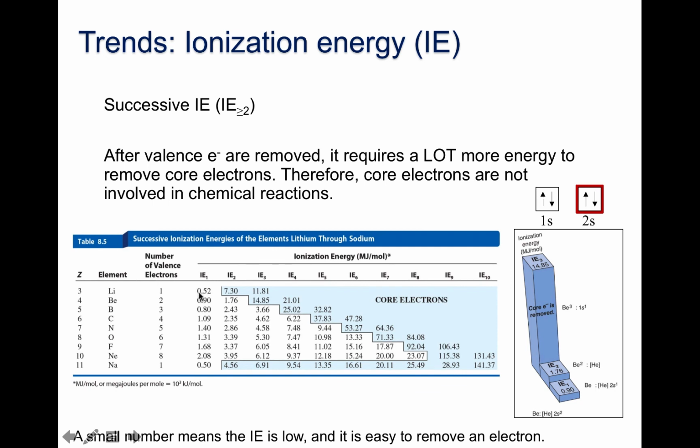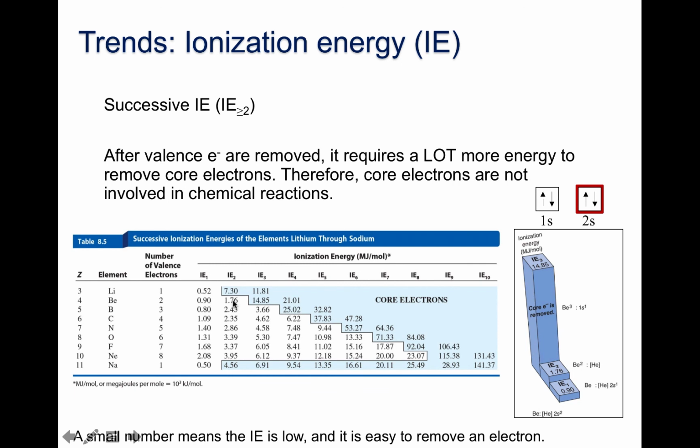And so the first ionization energy is always going to be the lowest for all of these elements. Lithium has one valence electron, and so once that first electron is removed, the ionization energy for the second electron is incredibly high. So you see a sharp increase in the ionization energies when you go from the valence electrons to the core electrons. Beryllium has two valence electrons, and so the first ionization energy will be the lowest. The second ionization energy will be a little bit higher.